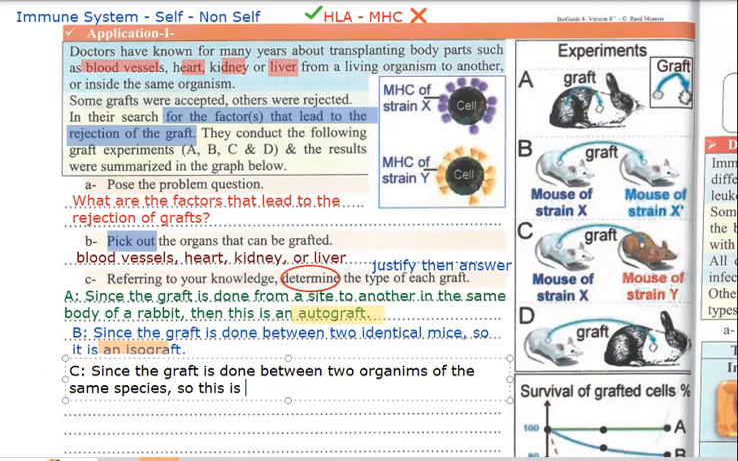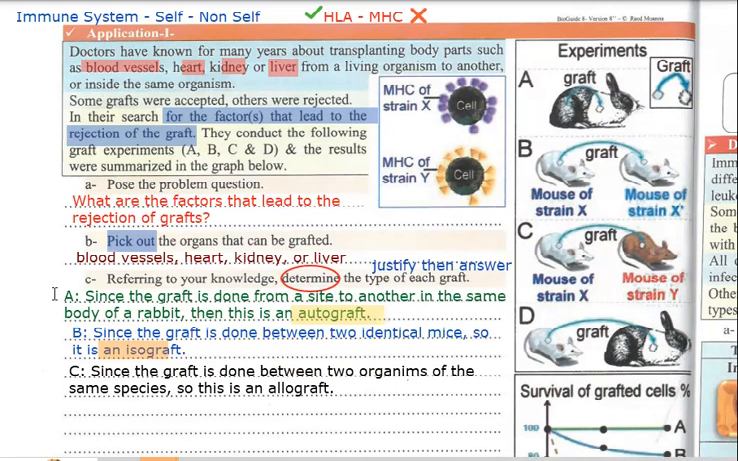So this is an allograft. It's like when you do a graft between two friends. Same species, from a human being to another human being, but they don't have the same HLA or MHC. Right here, the graft is done between two organisms of the same species, both are mice, but they are different. So this is an allograft.